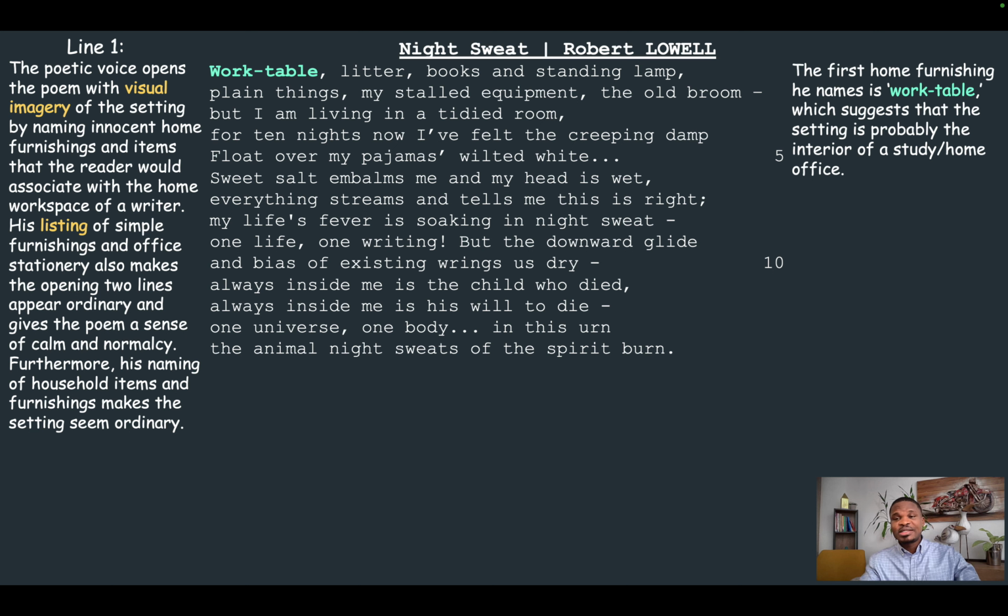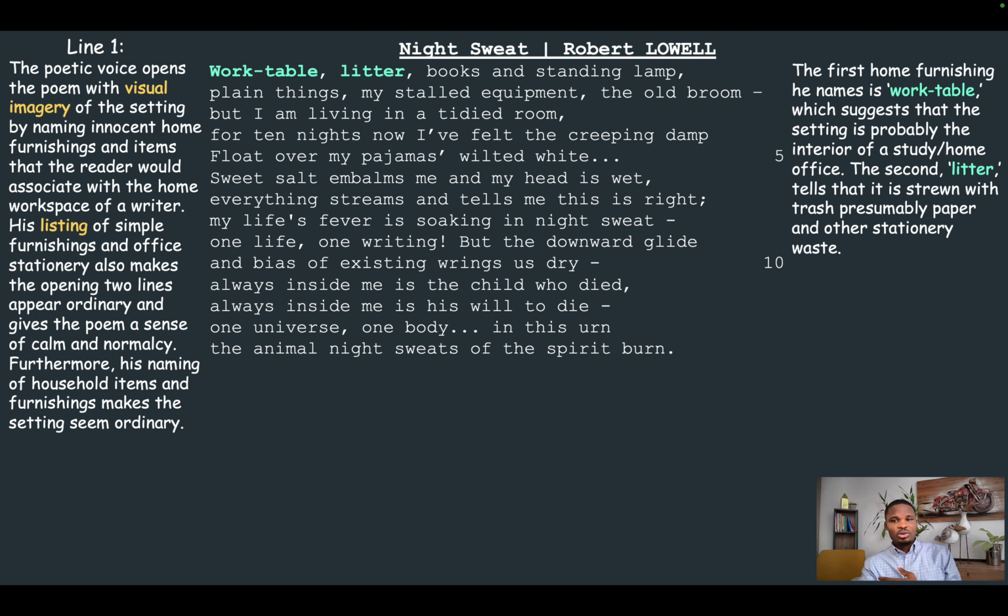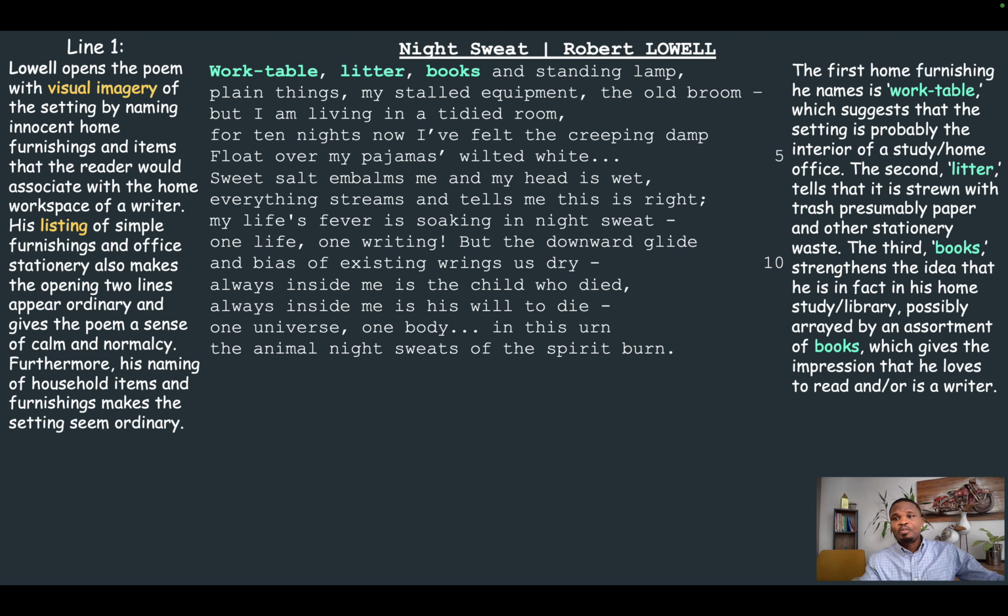Now, the first home furnishing he names is work table. This suggests that the setting is probably the interior of a study or a home office. Then the second is litter, like trash. This tells that the entire place is strewn, presumably with trash, paper, and other stationery waste. The third object that he names, books, strengthens the idea that he's in fact in his home office, or you can say library or study, possibly arrayed. So he has books all over the place, which gives the impression that he loves to read and or is a writer.